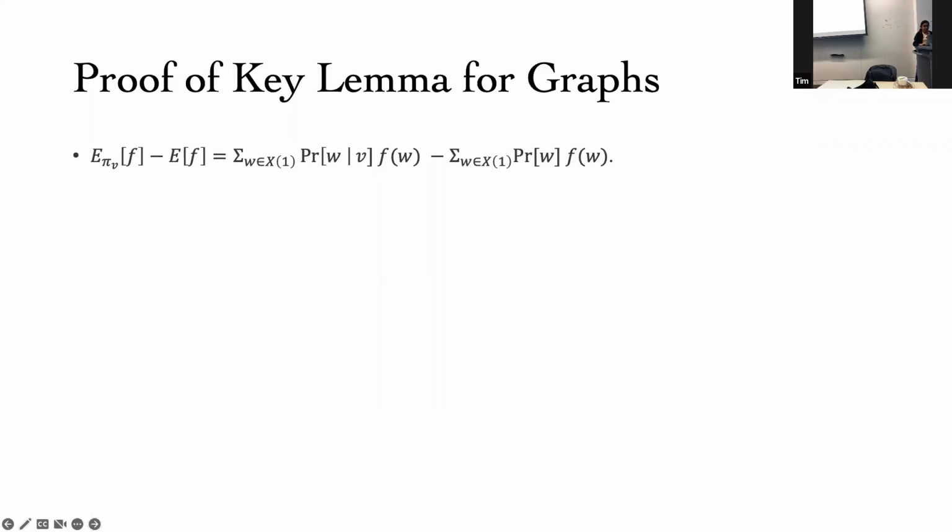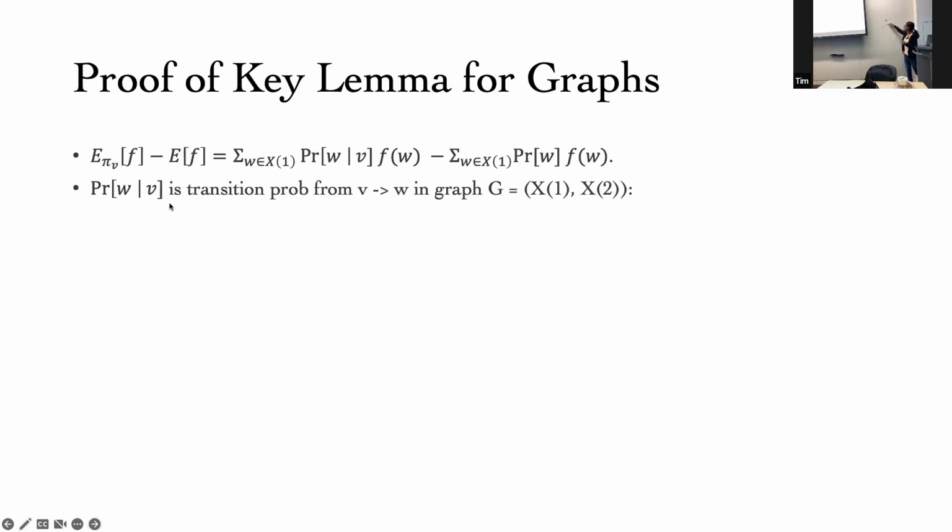Was minus probability of W times f of W, where W ranges over everything. So probability of W conditioned on V is just the transition probability that you go from V to W. Are you using this in the similarity? No, I was just saying uniform, but it's actually for any distribution over the vertices. We'll finally use that the graph is an expander.